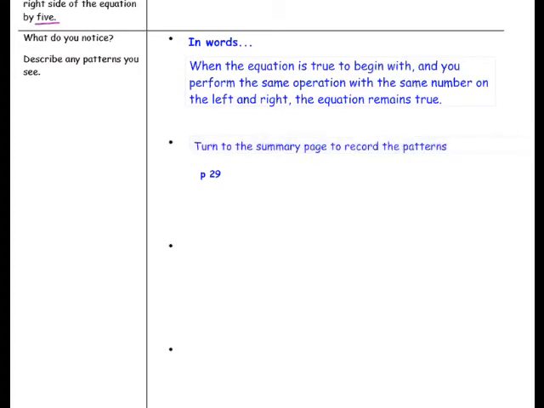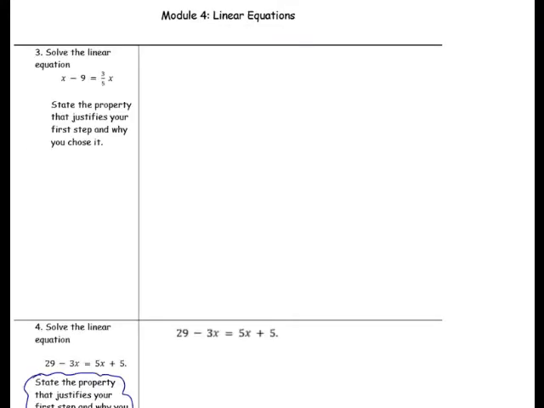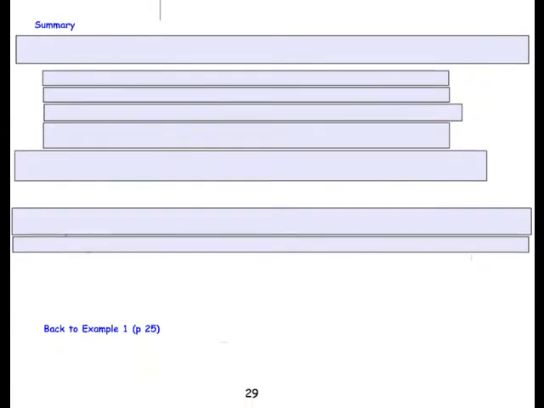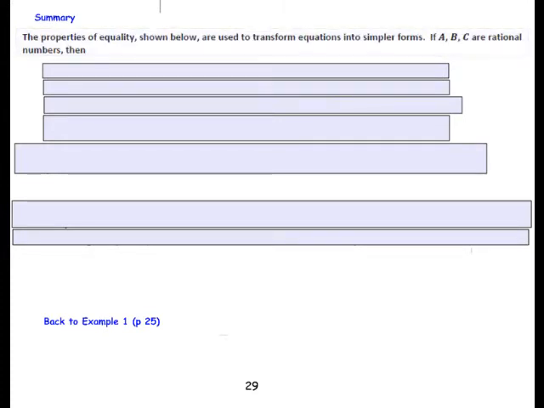Turn to the summary page and we'll record these patterns. I believe this is on page 29. In the summary section, let's write down what we have learned so far. We're going to go over the properties of equality, and we'll show them below. These are used to transform equations into simpler forms.